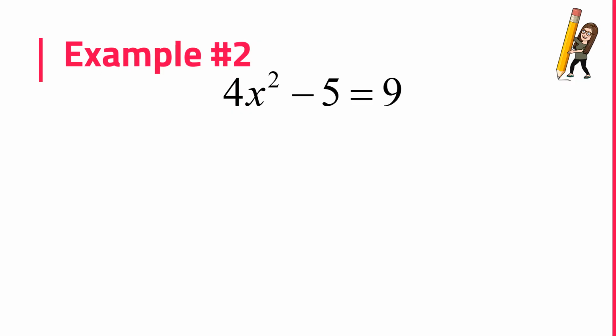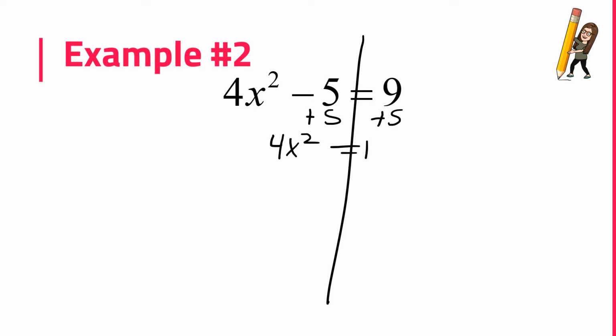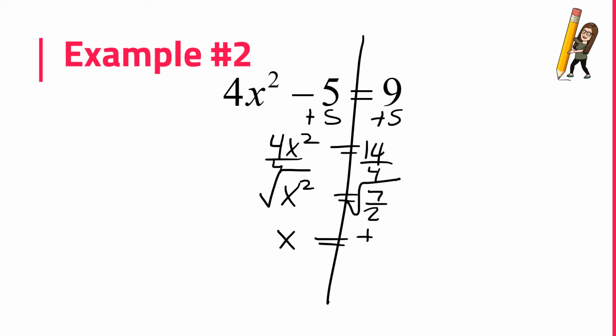Let's try another one and see what happens. Undo any addition or subtraction. Undo any multiplication or division. And in this case, I can simplify my fraction a little, but we don't want decimals, we want improper fractions. And my last step, instead of squaring, I'm going to square root, right? Okay, so let's take a look at this. I have plus or minus the square root of 7 halves.